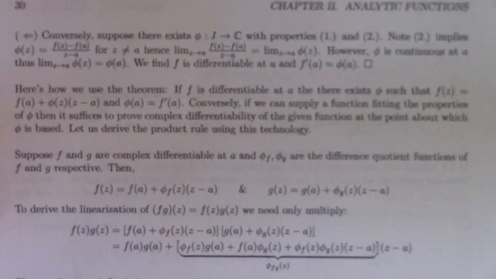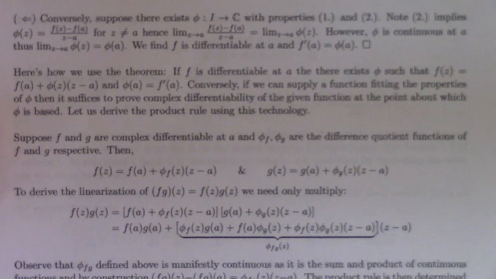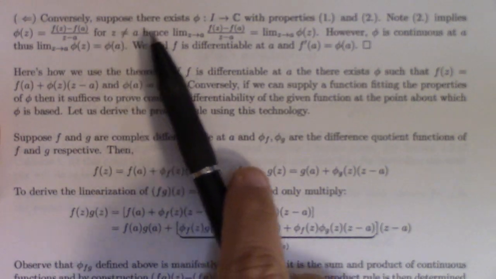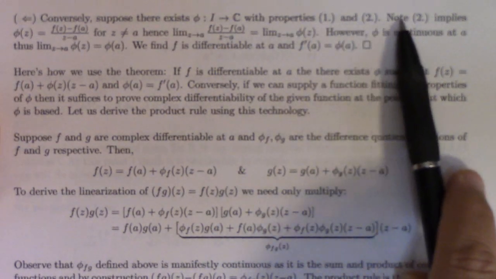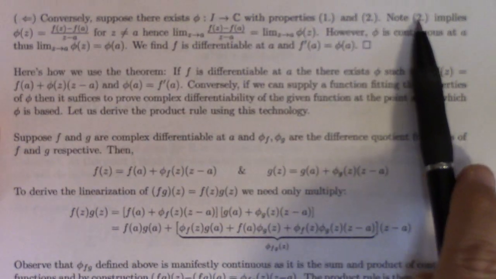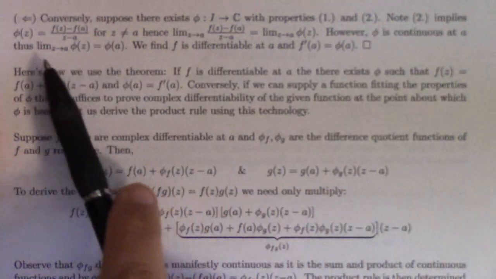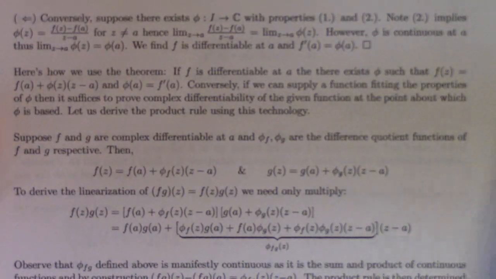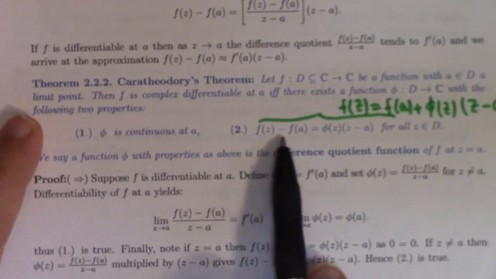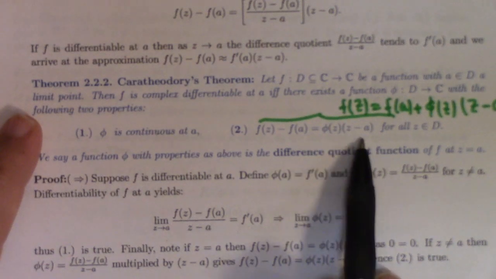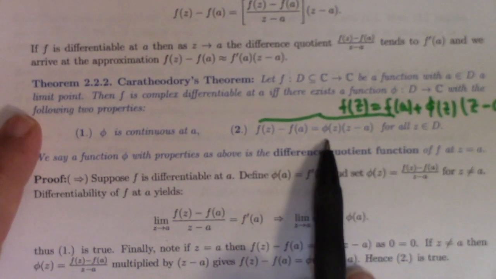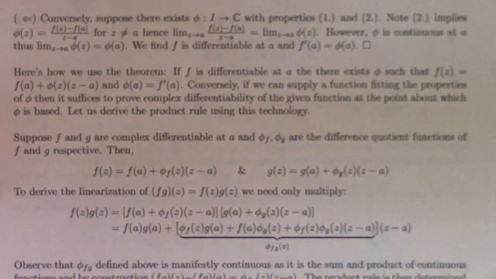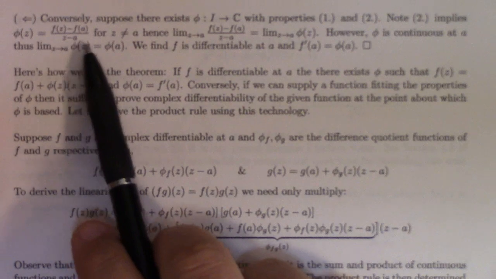So conversely, suppose that there exists a function which has properties 1 and 2, right? Now, the equation for 2, you can solve for phi of z. If we have f of z minus f of A is phi of z times z minus A, then solving this for phi of z gives me phi of z is f of z minus f of A over z minus A, which I've written here. And that, of course, is for z not equal to A.